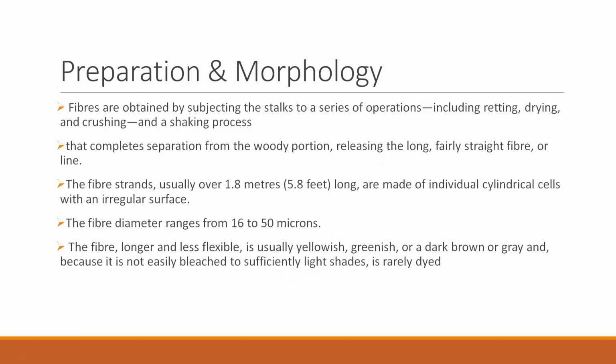In the preparation and morphology, fibers are obtained by subjecting the stalks to a series of operations: retting, drying and crushing, and a shaking process. That completes the separation from the woody portion, so it will be completely separate. And long, fairly straight fibers are released from there. The fiber strand usually covers over 1.8 meters, 5.8 feet long. These are made up of individual cylindrical cells with an irregular surface, and fiber diameter ranges from 16 to 50 microns. The fiber is longer and less flexible, usually yellowish, greenish or dark brown and gray, and because it is not easily bleached to a sufficiently light shade, it is rarely dyed. So this is all about the preparation and morphology.